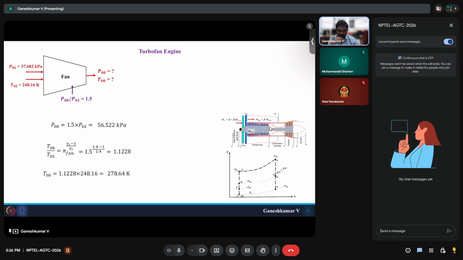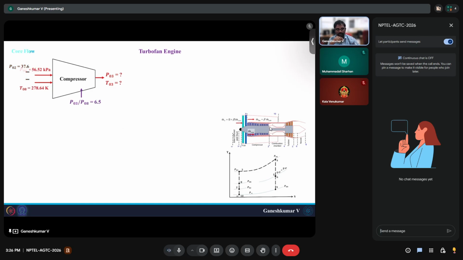Now the two streams are divided. One of the streams goes into the core region, where it goes through the compressor and all other components. So first we are going to solve that side of the engine. In the core flow, P08 and T08 are 56.52 kilopascal and 278.64 Kelvin, and the compressor pressure ratio is 6.5. So from 56.52, the pressure rises 6.5 times, which will be around 367.38 kilopascal.